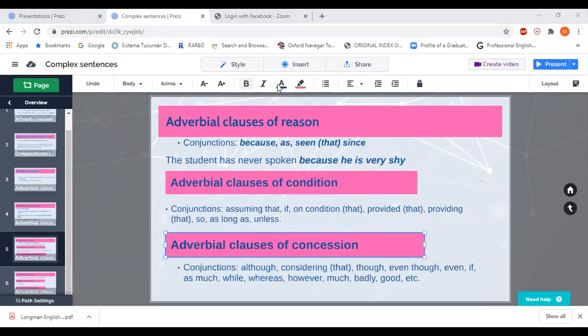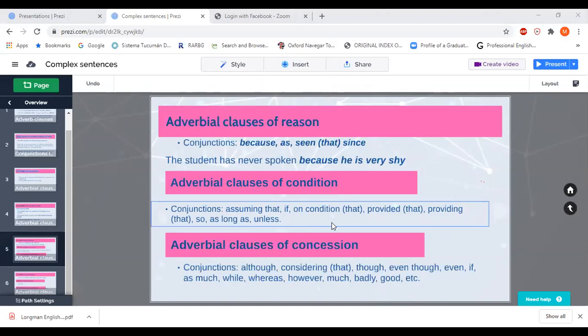Valentina? Assuming that can be first or have to go at the rest of the sentence. Can you please repeat? Assuming that can be at the beginning of the sentence or not.